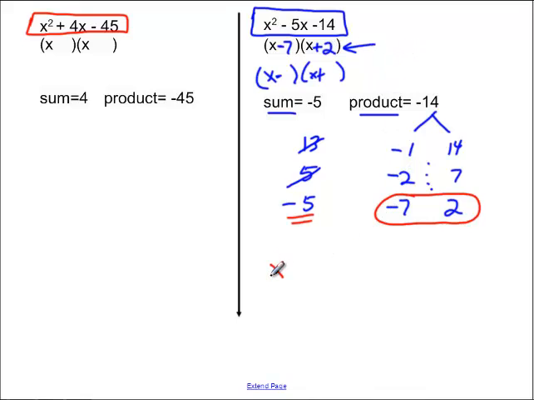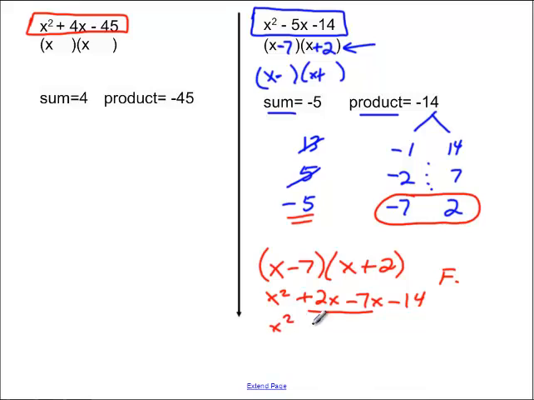We can double check by saying x minus 7 times x plus 2. What do we get? We have to FOIL, use that darn F word. First term is x squared. Outside term is plus 2x. Inside term is minus 7x. Last term is minus 14, negative 7 times 2. And combining the like terms, we get x squared minus 5x minus 14. X squared minus 5x minus 14 checks out. So there is our correct factorization.